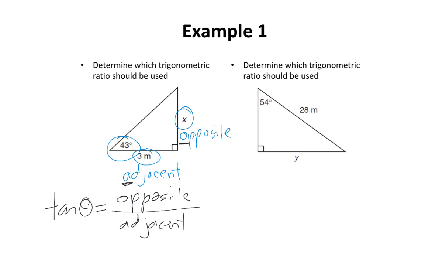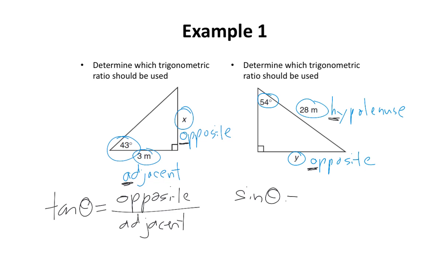In our other example, we've been given the angle of 54 degrees. Remember, everything is relative to that angle. So the side length of y would be considered the opposite side. Meanwhile, the side length of 28 meters would be considered the hypotenuse, since that is opposite to the 90-degree angle. So, you need to think about your mnemonic, SOHCAHTOA. Which of these ratios contains the letters O and H? Well, the trig ratio that contains O and H is SO, which stands for sine theta, which is equal to opposite over hypotenuse.